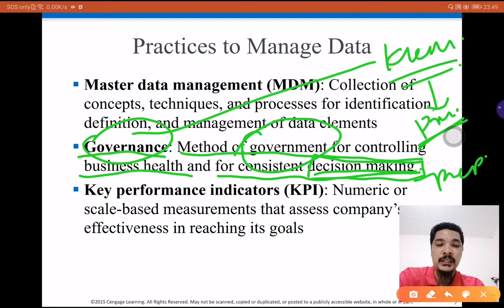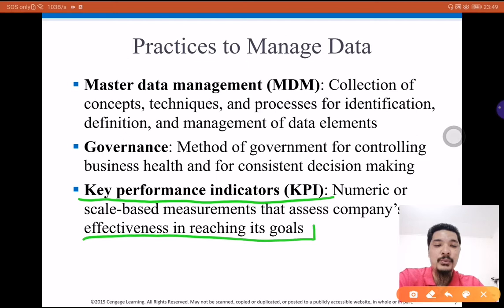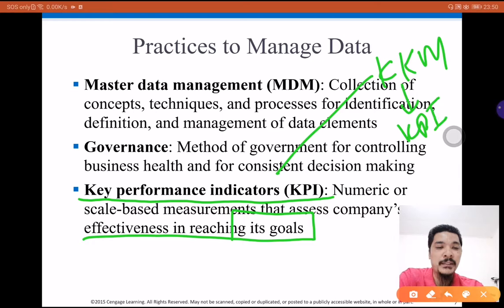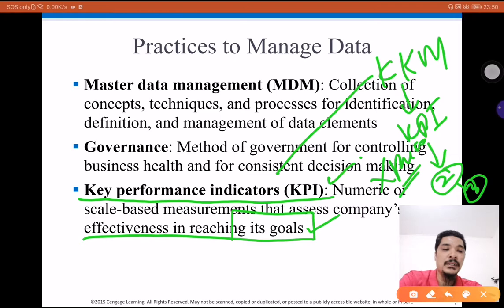So untuk apa tujuannya? For what? So we have a key performance indicator. Numeric or scale based measurement that assesses a company's effectiveness in reaching its goal. So kita kena ada KPI kat sini. Kementerian Kesihatan sebut KPI kita apa? KPI kita, kalau kita nak keluar daripada PKP ini, sekurang-kurangnya jumlah kes mestilah satu angka sehari. Maksud dia mungkin satu hari ni kes dua saja yang kena COVID, esok tiga. Kita nakkan satu digit, barulah kita boleh capai KPI and also we can reach our goals. Barulah boleh kita declare no more PKP, for example. So this is what we call a KPI.